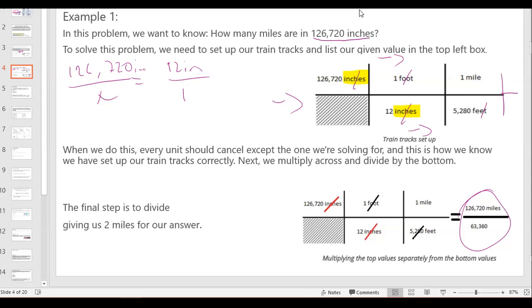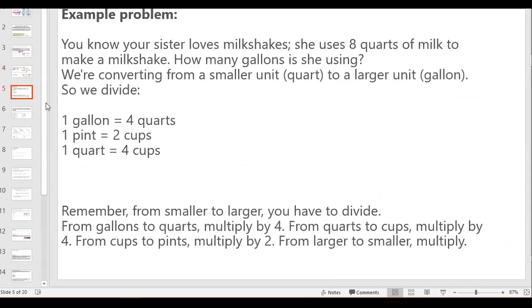Any questions about this? We okay with dimension analysis? Okay, that's okay. We'll get to practice more in a little bit. So here's an example problem. Your sister loves milkshakes. She uses 8 quarts of milk to make a milkshake. How many gallons is she using?